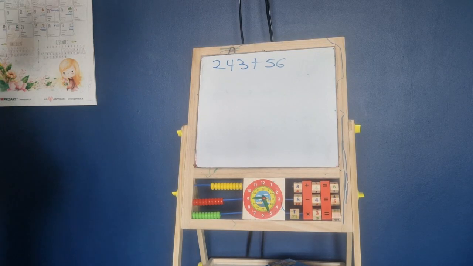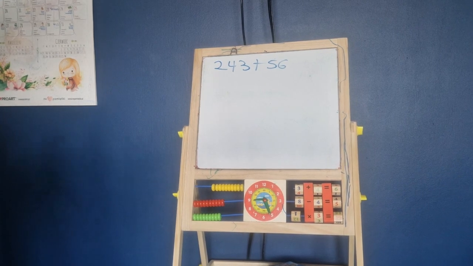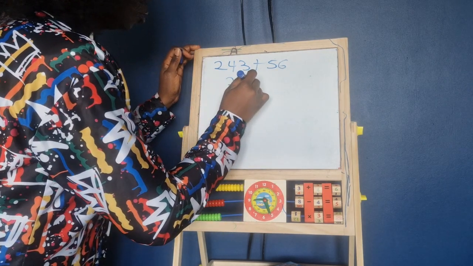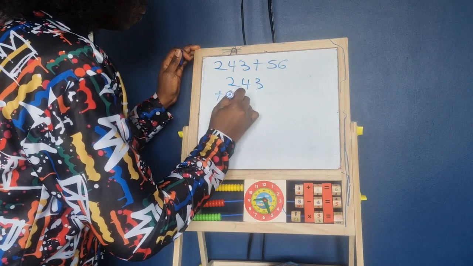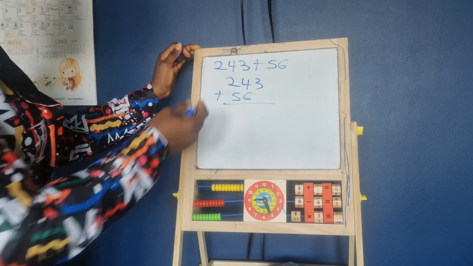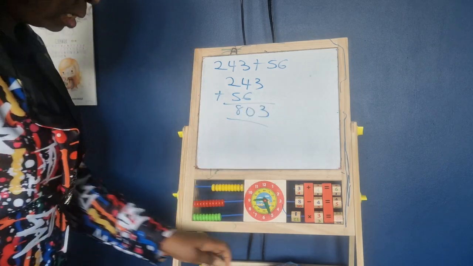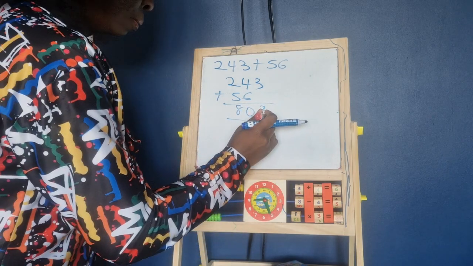The first addition mistake that I will be sharing with you is not lining up the place value. Sometimes when students see questions like this, what they do is 2, 4, 3 plus 5, 6, and then they add. When you add like this, you will get something like this, and this is wrong.